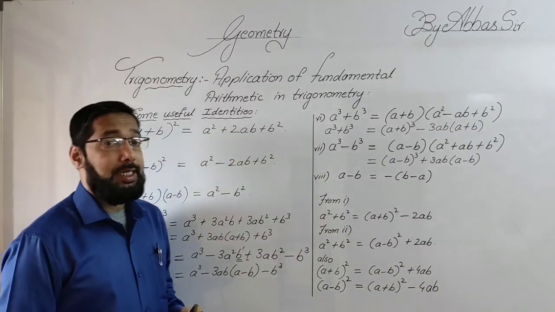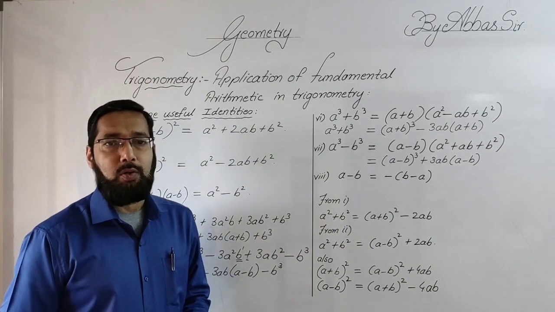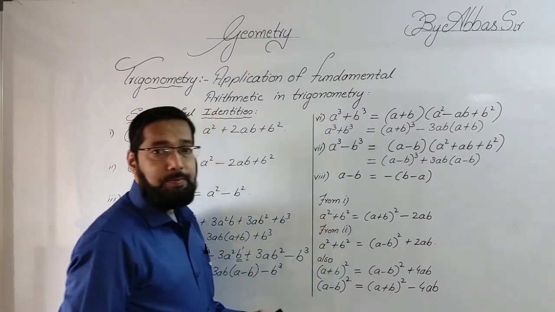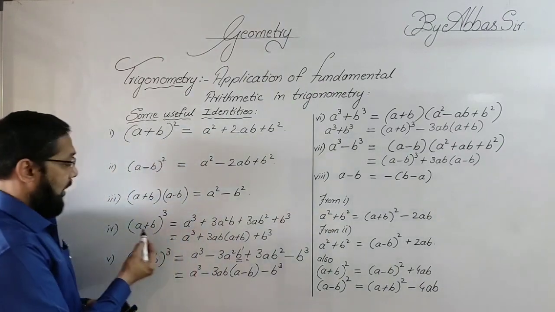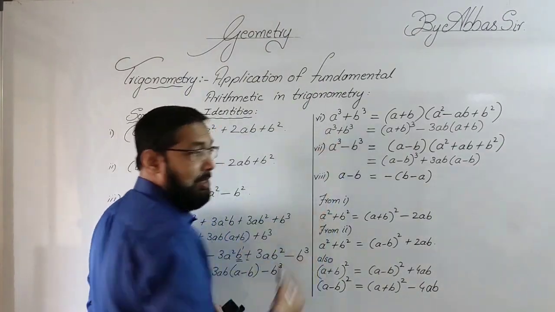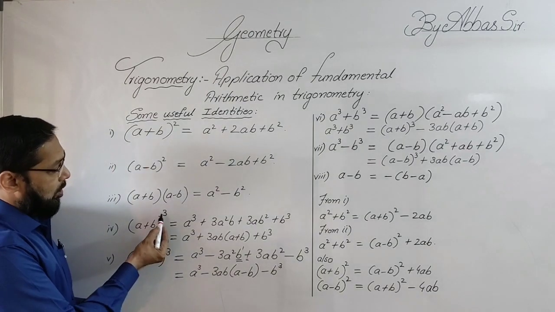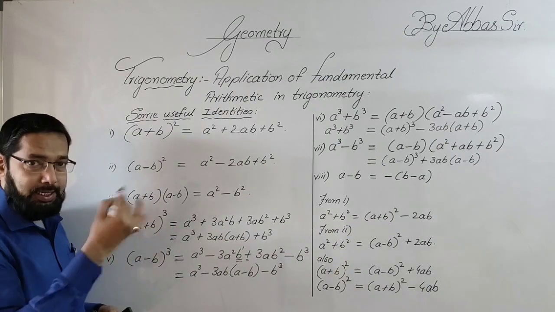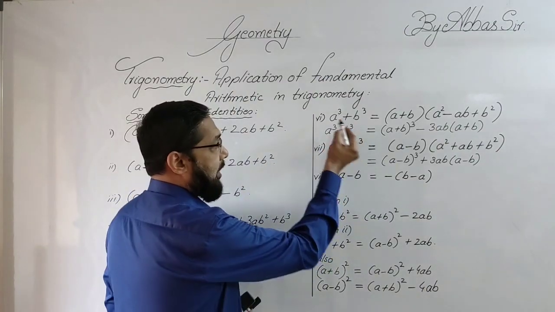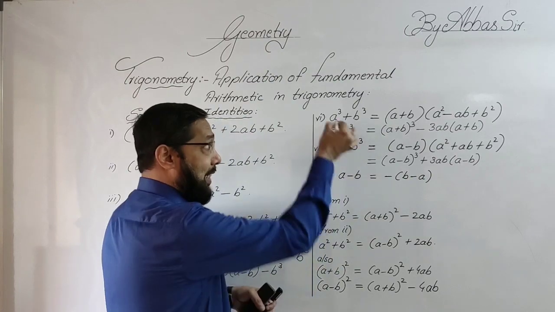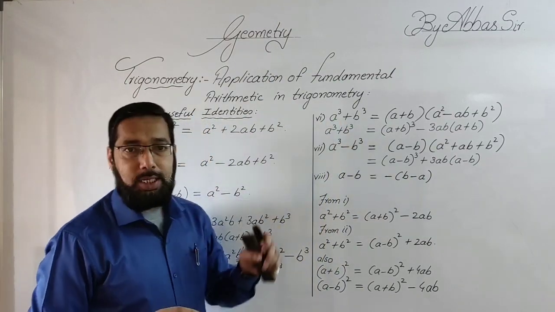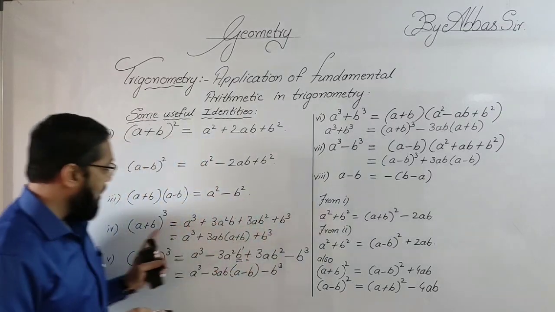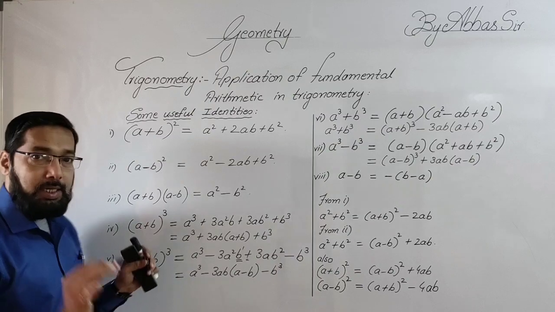Very, very important identities that we will be using very often in solving questions in trigonometry. And they are a cube plus b cube. Now you wonder, sir, what is the difference between a plus b the whole cube and a cube plus b cube? See friends, this is called cube of the sum. That is, we have taken the whole bracket and then taken the cube. Whereas here, it is the cube of individual terms and then added. So therefore, here it is called as sum of the cubes. And this is called as cube of the sum.